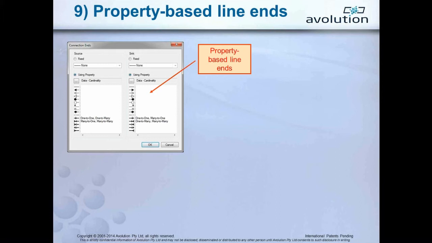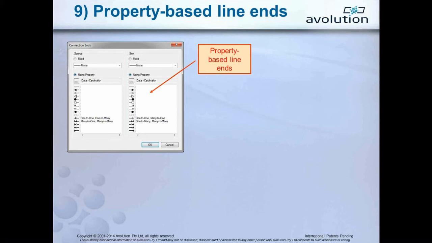Now you're able to set the line ends according to a property on the connection. Okay, what does that mean? So let's say cardinality. Cardinality is a pretty typical thing you want to put on a connection. So we're talking about information modeling, one-to-manys, many-to-manys, all that kind of stuff.